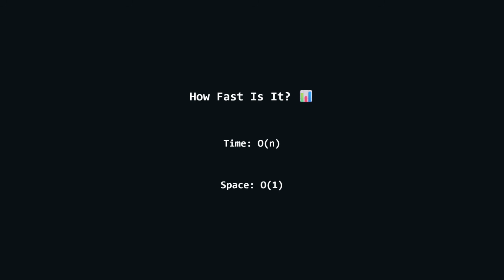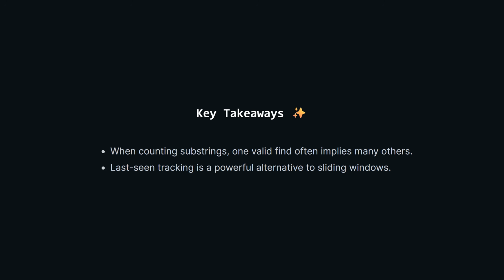For both methods, the time complexity is order n, where n is the length of the string, and the space complexity is order 1, because we only store exactly 3 positions. So the key takeaways here are that finding one valid substring can unlock many others mathematically, and tracking last seen indexes is a great trick to simplify sliding window problems.